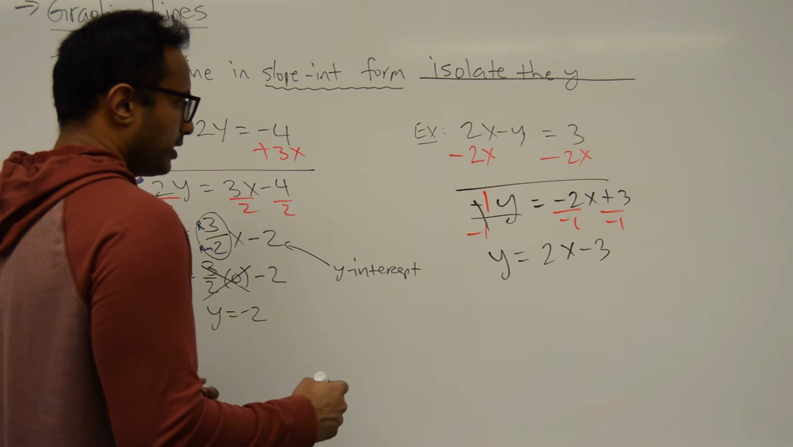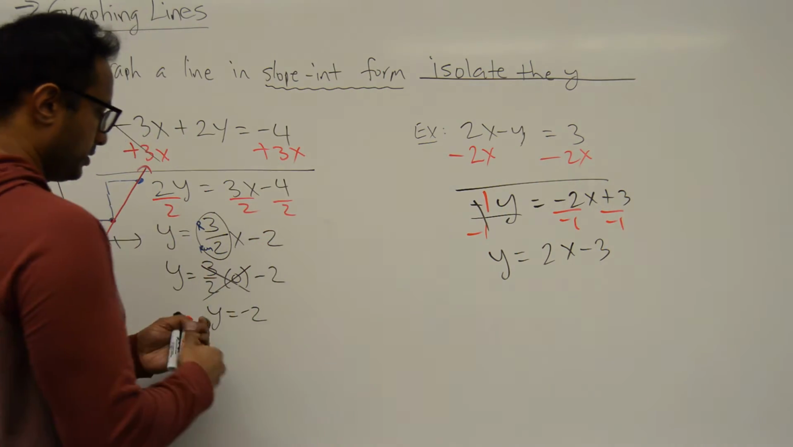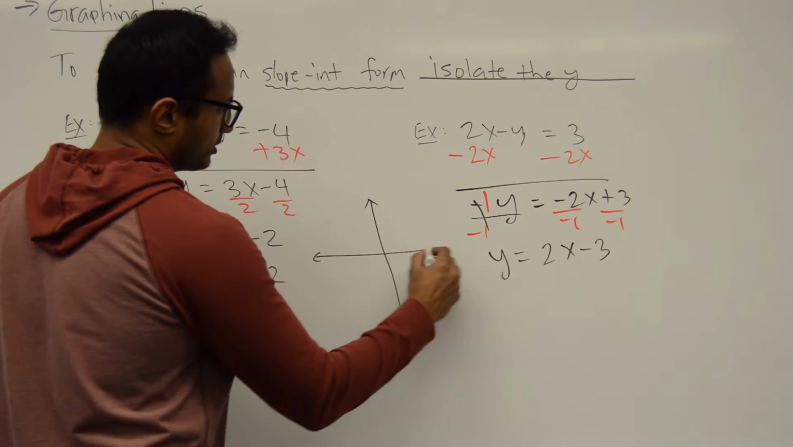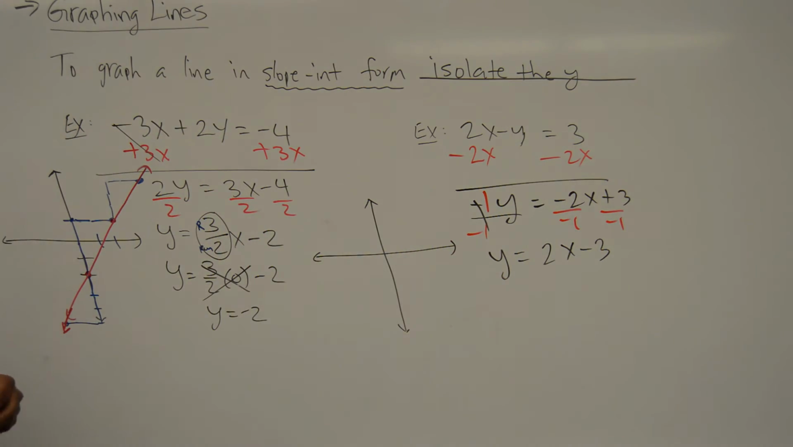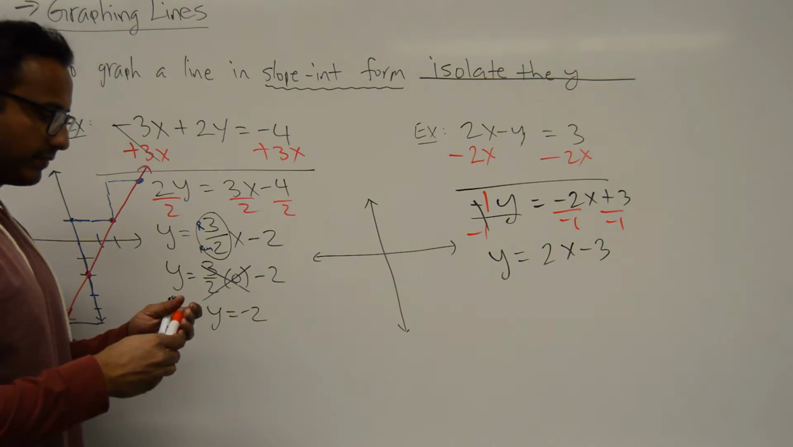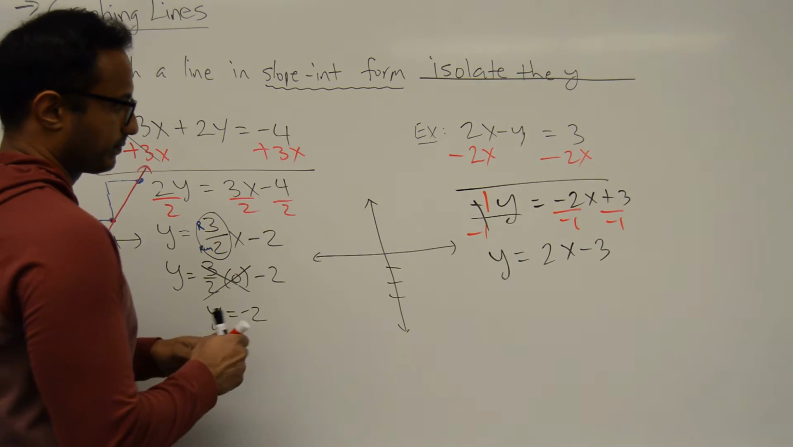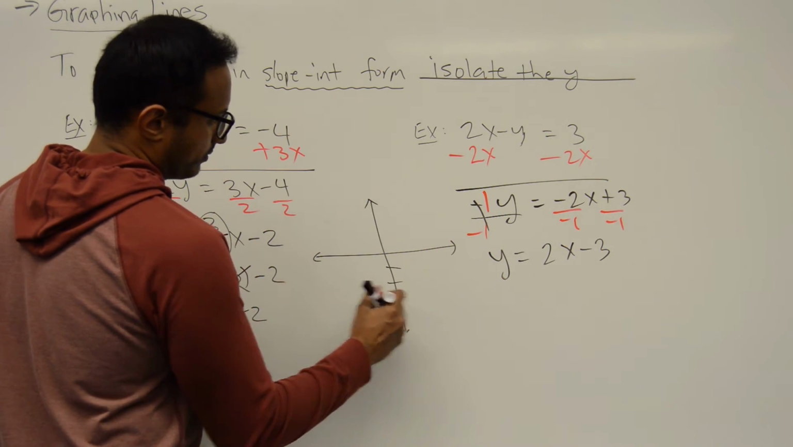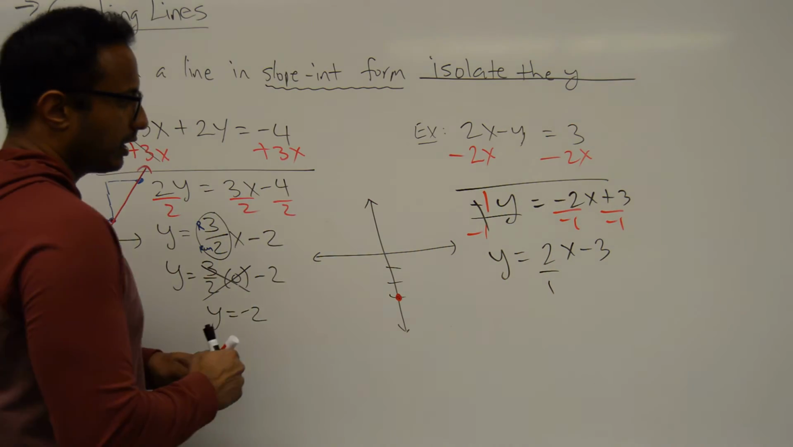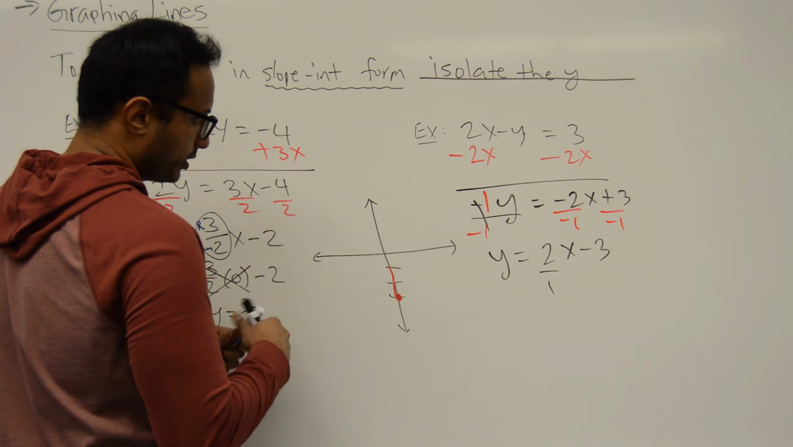Okay, so once again, if I were to graph this, I always have to start at a point on the line. And I know for sure that my y-intercept is on the line because that's the definition. So if I set the x equal to 0, this whole thing goes away. I get y equals negative 3. So my y-intercept is going to be negative 3. My slope is 2 over 1. So from here, I'm going to go up 2 and then I'm going to go across 1.